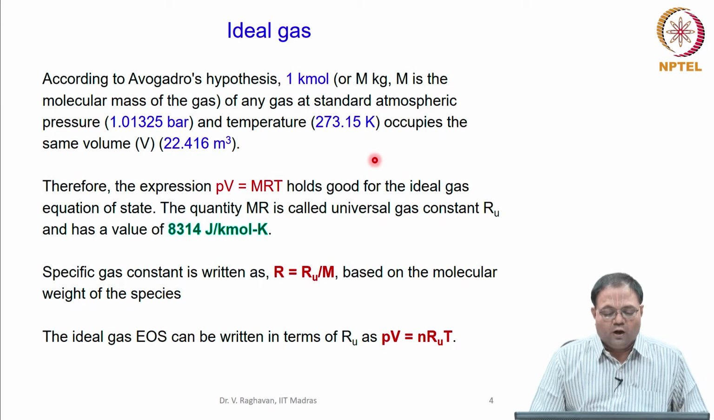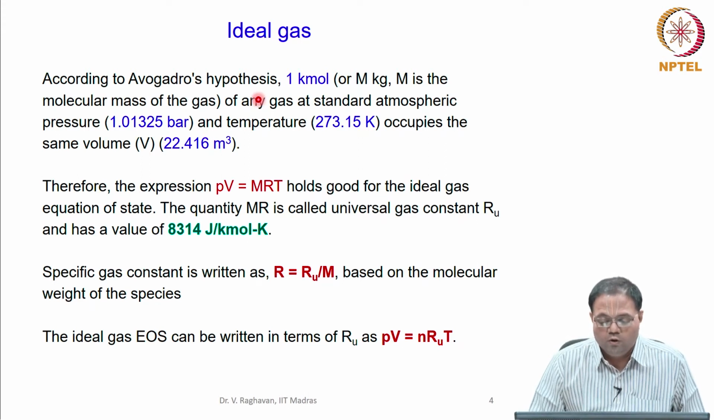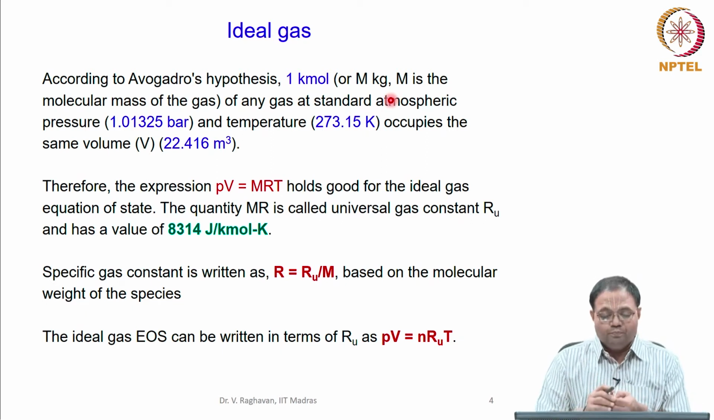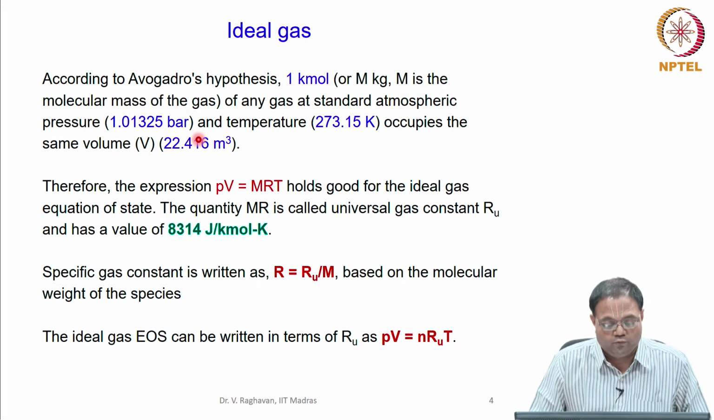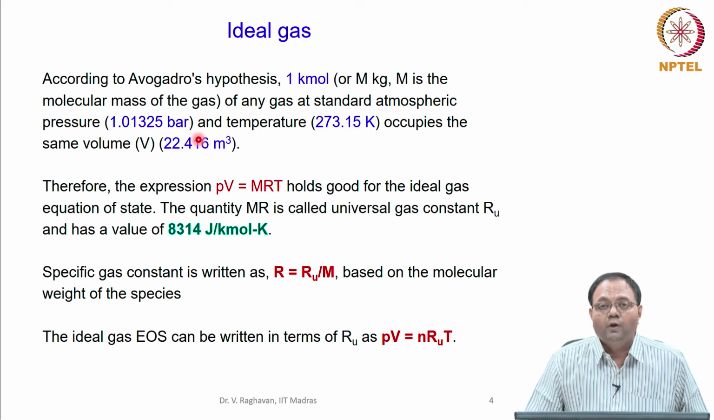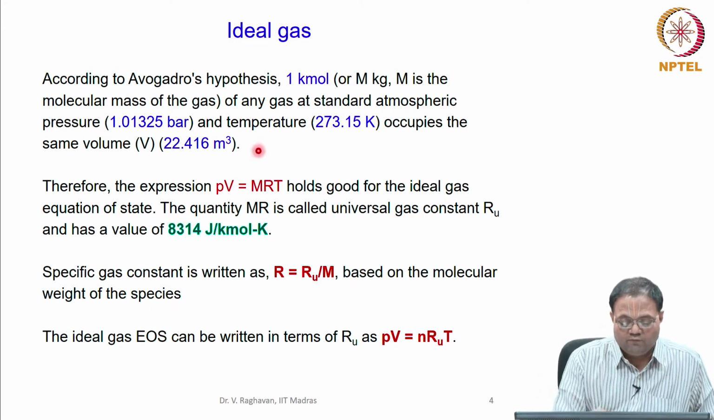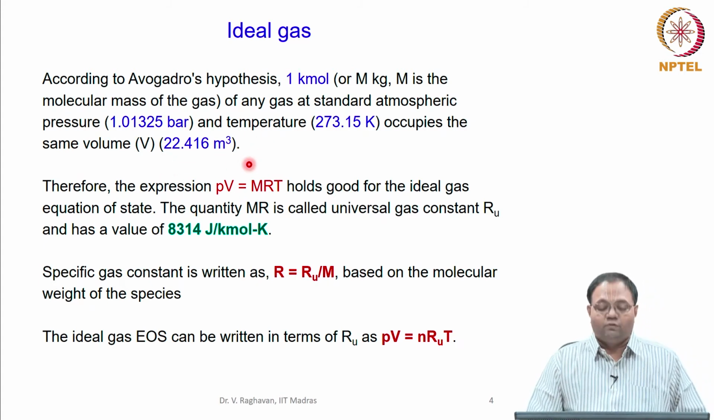According to Avogadro's hypothesis, 1 kilomole, or M kg, of the gas at standard atmospheric pressure of 1.01325 bar, called 1 atmosphere pressure, and a temperature of 273.15 Kelvin, that is 0 degrees, occupies the same volume. This is given by 22.416 meter cube.